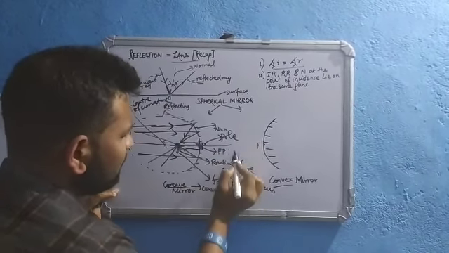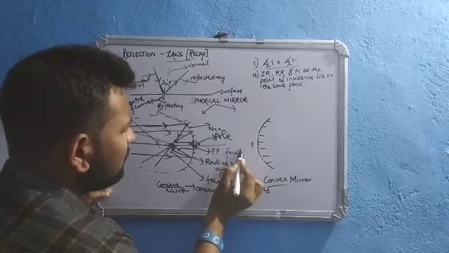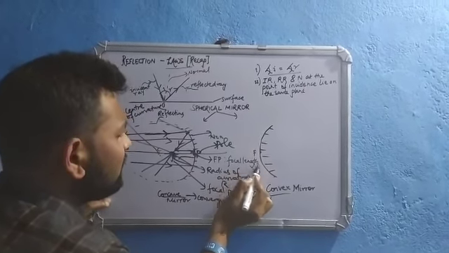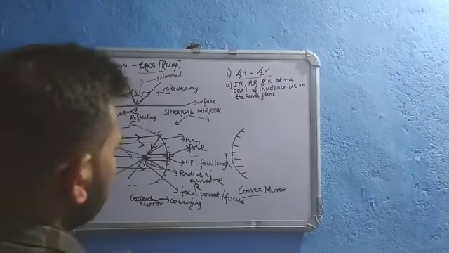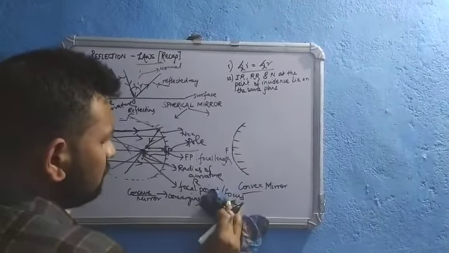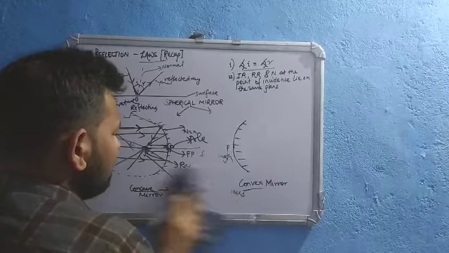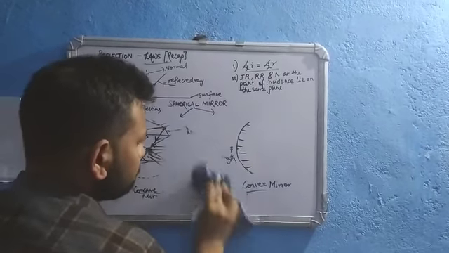The distance of this focus F from the pole, that is FP, is called the focal length. Is this okay? Now the same thing can be analyzed for a convex mirror also. Okay, now let us analyze a convex mirror.